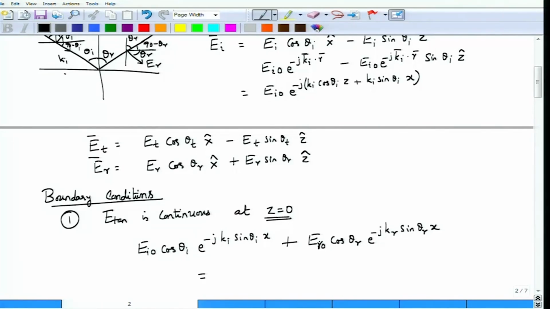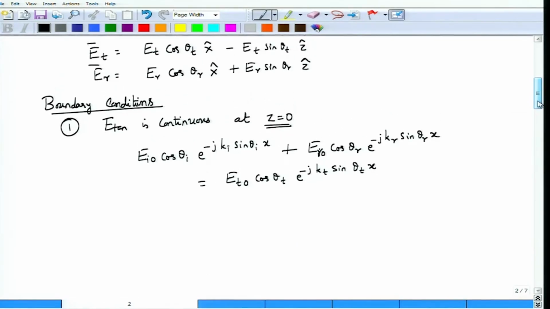So what about the fields in the region 2, that is in the second medium? It's only the transmitted electric field. So for the transmitted electric field this is Et0 cos theta t e to the power minus j kt sin theta t, along x. So this is the boundary condition that we have.